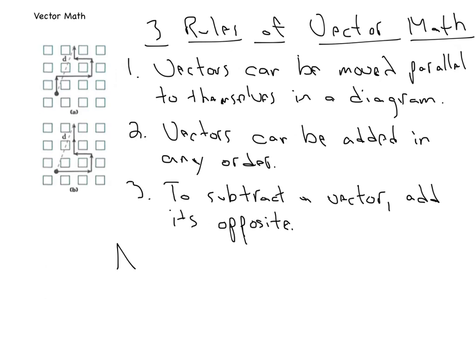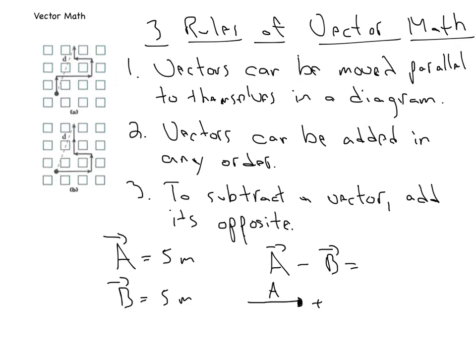Let's say we had two vectors. We had vector A, which was 5 meters, and vector B, which was 5 meters. And I said, what is A minus B? What does that equal? So what we would do is we would draw out vector A. So there's vector A. And we're going to add it to the opposite of B. Well, B is also positive 5 meters. So B looks like this. B looks just like A.